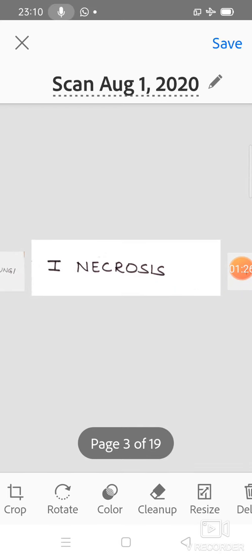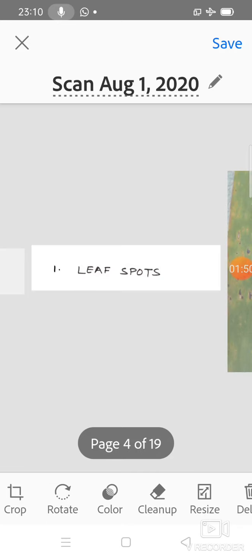The first type of symptom is necrosis. This is the commonest and most destructive type of effect. Necrosis, what do we mean by necrosis? Necrosis refers to the death of plant tissue in a localized infected part of the plant. Different forms of necrosis may be as follows.